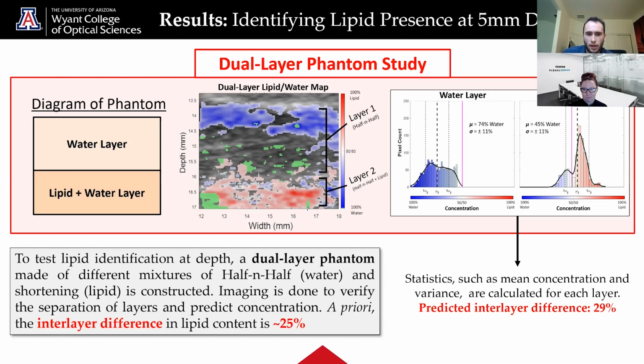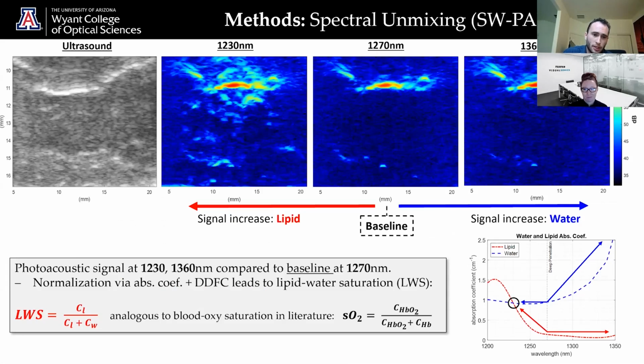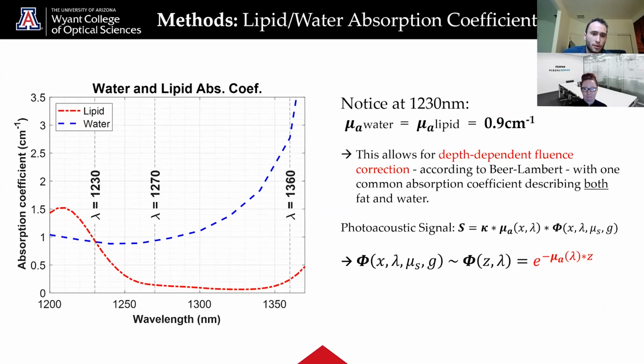Well, for our case, we're doing a 3-wavelength unmixing technique, looking at the differential images between 1230, 1270, and 1360 nanometers. There have been other studies looking at things like this. Let's talk about collagen as well. Collagen is also an absorber in this range.